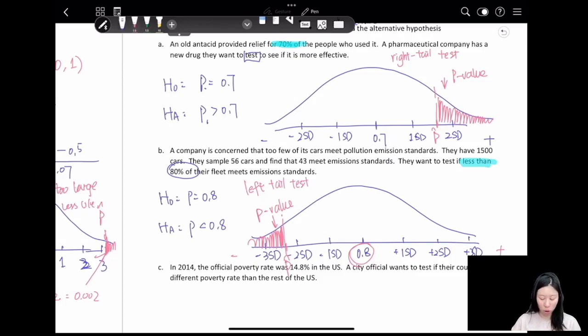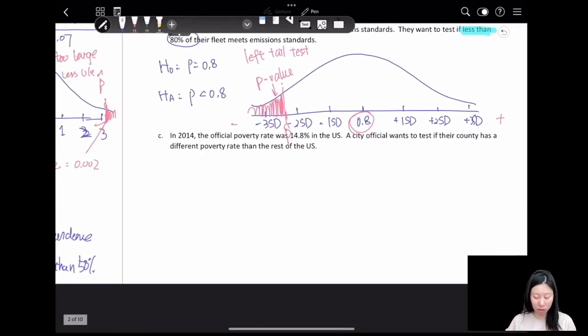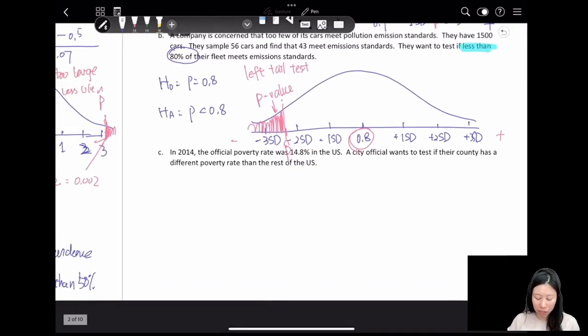Okay, so now look at example number C. In 2014, the official poverty rate was 14.8% in the US. A city official wants to test if their county has a different poverty rate than the rest of the US. So again, this is a test. That is an indication that, hey, we're going to use a hypothesis test.